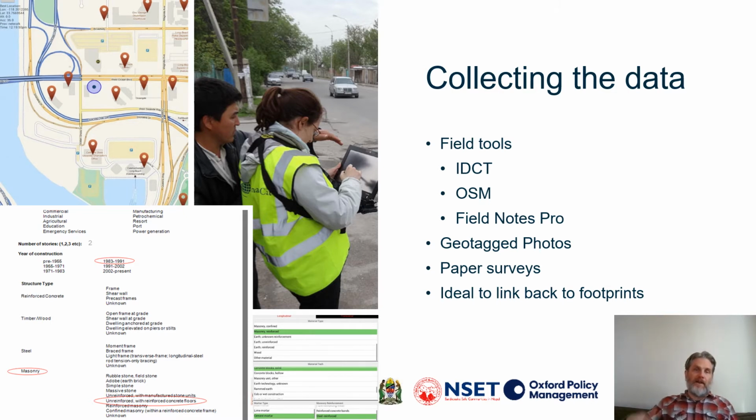So field tools, there's the IDCT tool, which I believe is still distributed by Jim, which is a very handy tool we've used quite extensively. OSM has their tools that were used in this project in Kathmandu, KL, and did that survey, as well as some surveys in Tanzania. Field Notes Pro is a common application that does a pretty good job of allowing you to take notes in the field. Very simple, with a lot of flexibility. Paper surveys, just geotagged photos, allow you to make an awful lot of observations. If you can just collect a lot of those without having to send engineers in the field, that can be quite nice.